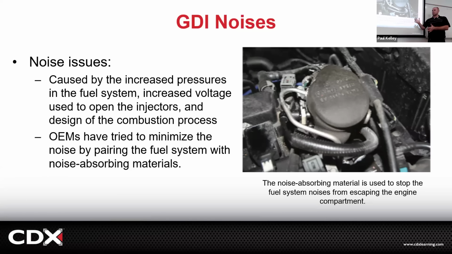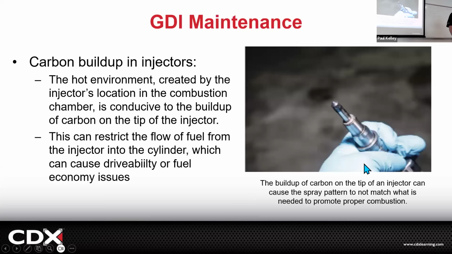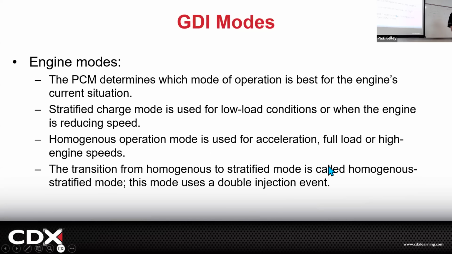But if you compare it to the same model and it's the same noise, that's how you know it's normal. Okay, makes sense? But wait, there's more. The modes that we do, the PCM can do a lot of different stuff, right? Stratified charge is one of the modes. At low load, when the engine is reducing speed, they'll do this stratified charge mode, which means they can pulse the fuel and then not pulse the fuel and then pulse it. This is a good way to lower our emissions and improve our fuel economy.